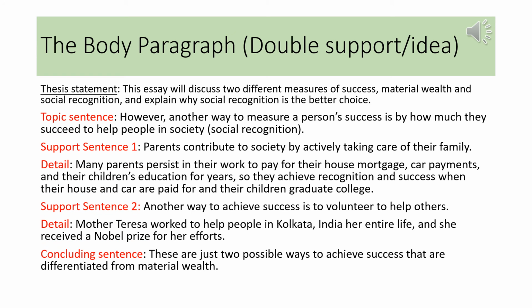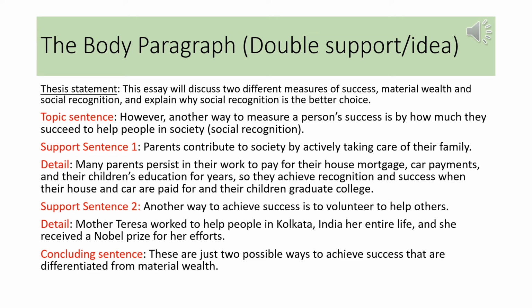Now here's the double support or double idea paragraph. That would be the concluding body paragraph for the prompt we were dealing with. Again, the thesis statement, this essay will discuss two different measures of success. We've already dealt with material wealth in the first body paragraph, and now we're going to deal with social recognition. The opinion that's attached to this thesis that says, and explain why social recognition is the better choice, that will be found in the conclusion.